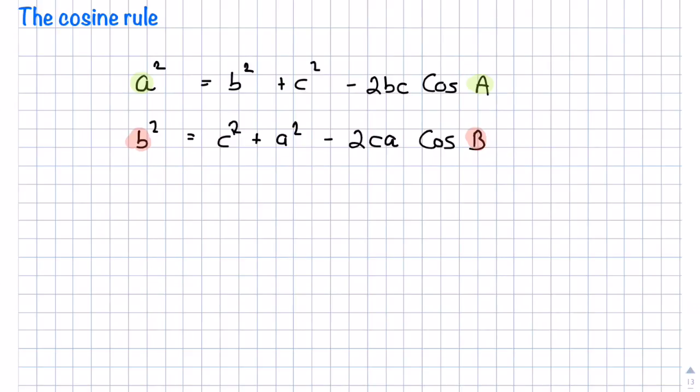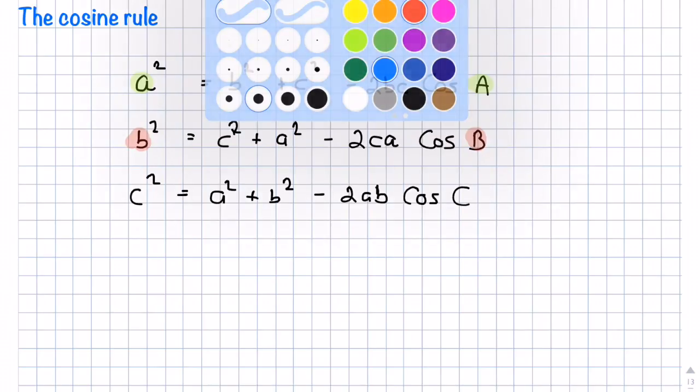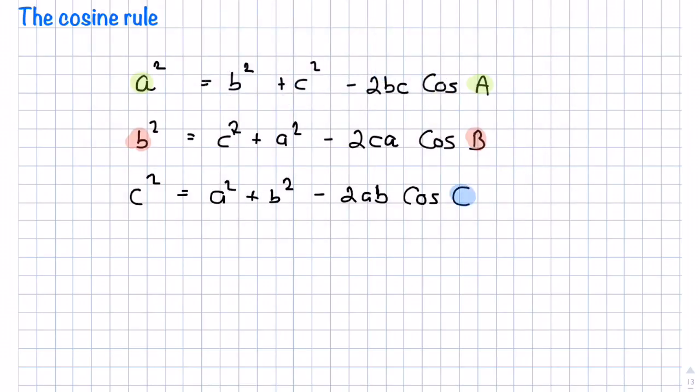And I'm sure you can guess the third one. It's going to be c squared is equal to a squared plus b squared minus 2ab cos C. And again, we have an angle at the end and a side at the start which are the same letter. They're the angle and the side opposite each other. So that's important. So this is the cosine rule.